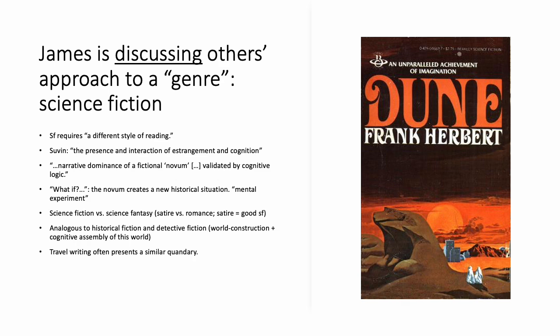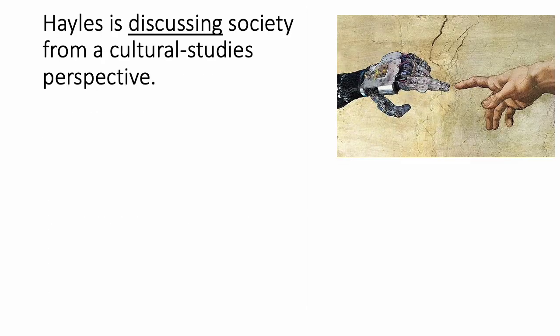Also, he points out, James points out, as I have pointed out, that travel writing often presents a similar quandary of world building. The clues to the new estranged world come as hints and references. Hence, science fiction is information dense. And he refers to Frank Herbert's Dune and goes through the whole thing as to how it is that way.